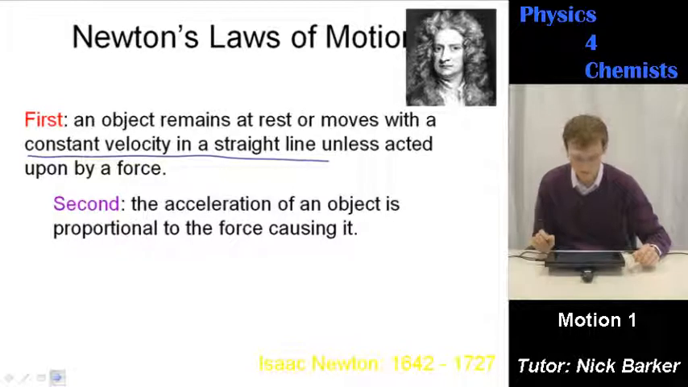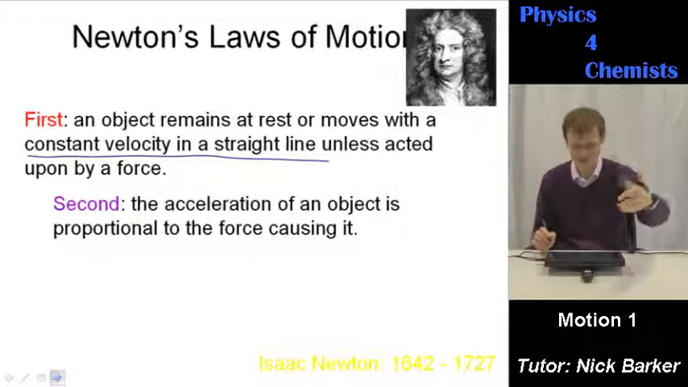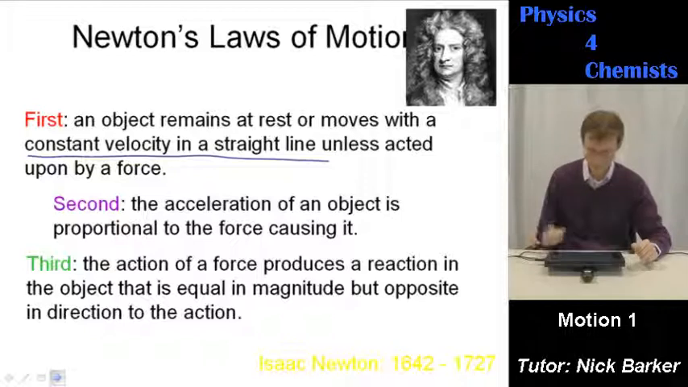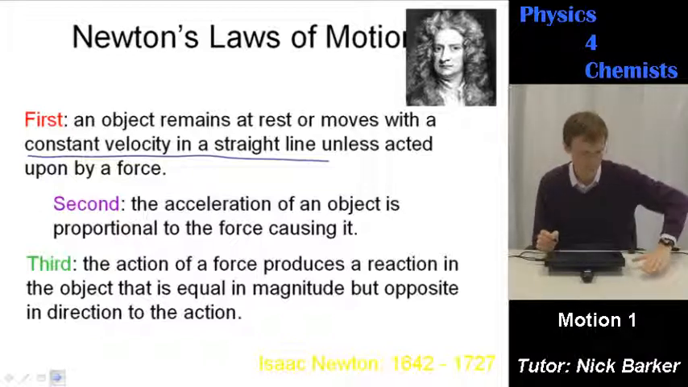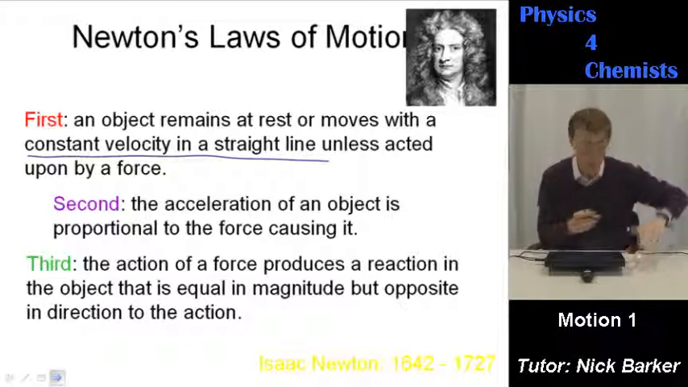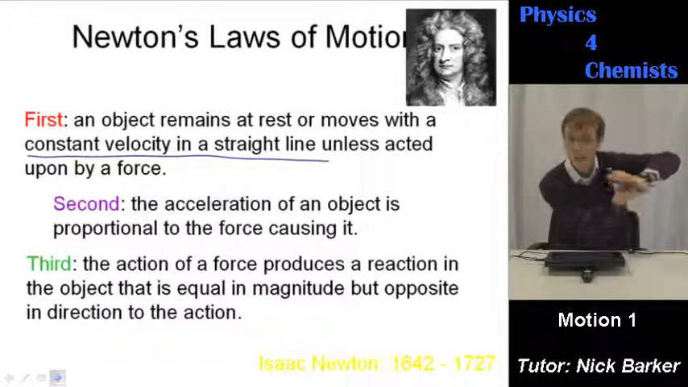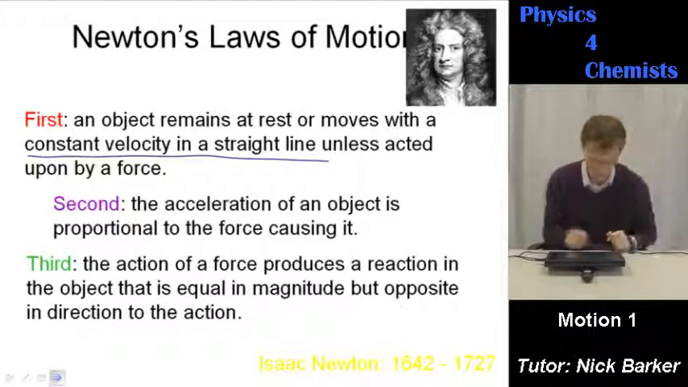His second law of motion: the acceleration of an object is proportional to the force causing it. If you shove something really hard, it's going to accelerate faster than if you shove it gently. And his third law of motion: the action of a force produces a reaction in the object that is equal in magnitude but opposite in its direction to the action. In other words, if I push downwards on the table, then you can imagine the table meeting that downward force with an equal but opposite force. It's a way of working out problems like that.